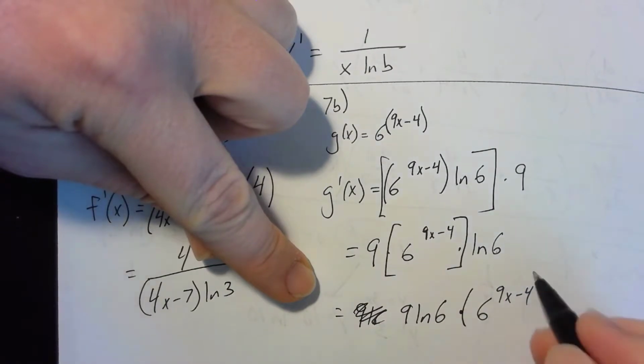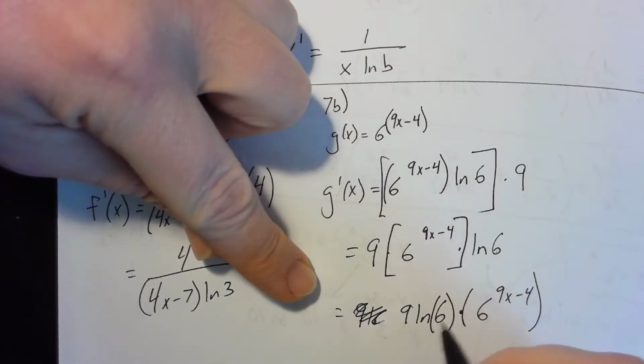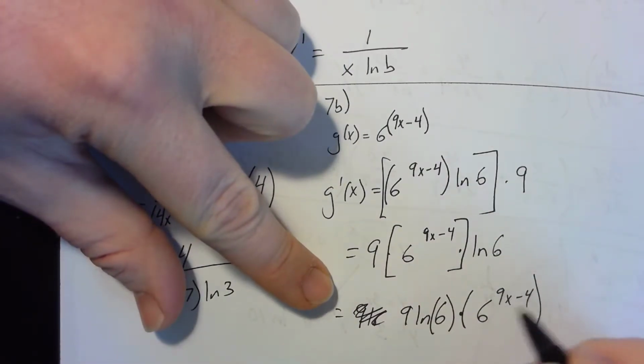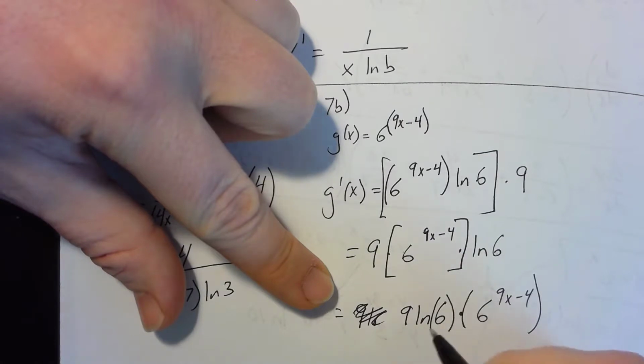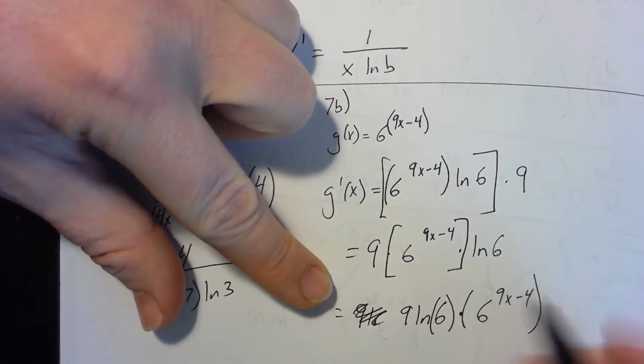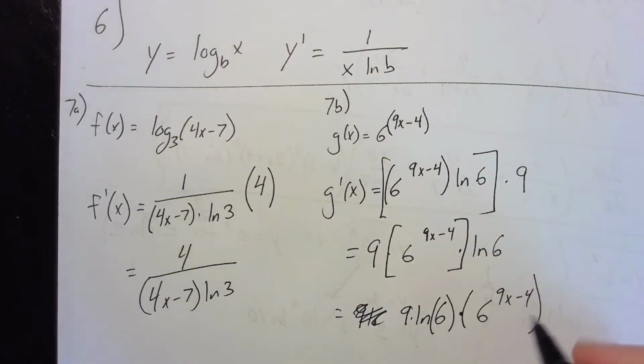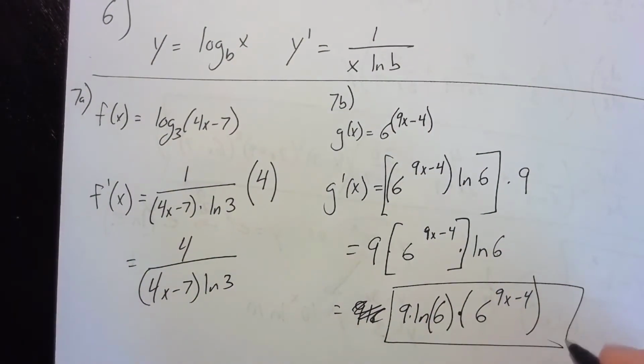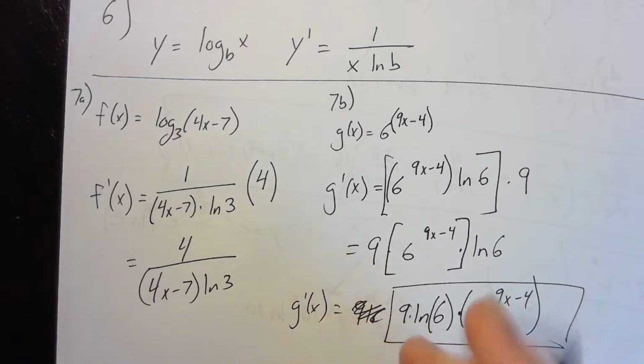Okay, and again, this 6 is inside this natural log, so it cannot be combined with this 6 over here. This 6 is part of this exponential function, so it cannot be combined with anything over here. All of these three pieces, 9, natural log of 6, and 6 to the power of 9x minus 4, are all separate entities. And that is my g prime function.